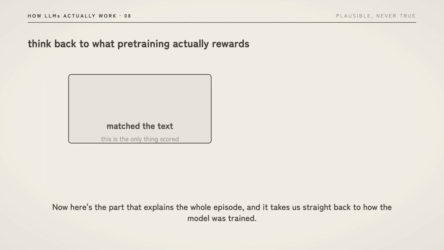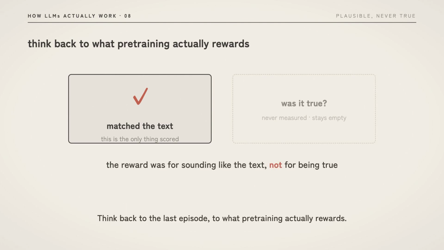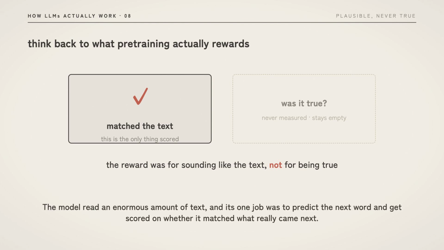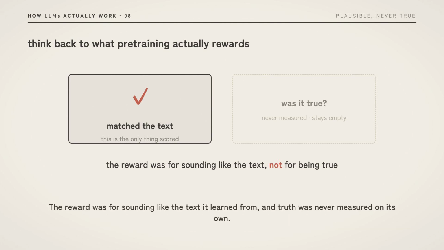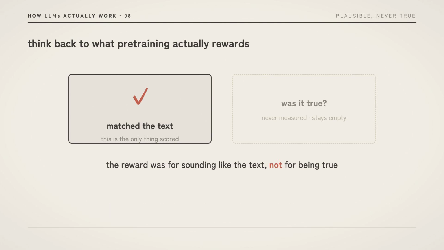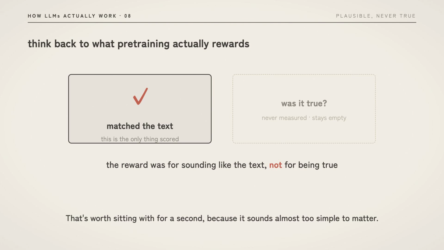Now here is the part that explains the whole episode, and it takes us straight back to how the model was trained. Think back to the last episode, to what pre-training actually rewards. The model read an enormous amount of text, and its one job was to predict the next word and get scored on whether it matched what really came next. Notice what was never in that job. Nobody ever checked whether the sentence it produced was true. The reward was for sounding like the text it learned from, and truth was never measured on its own. That's worth sitting with for a second, because it sounds almost too simple to matter.